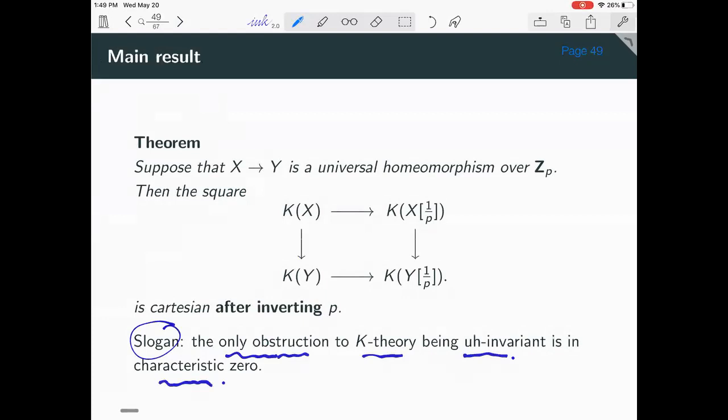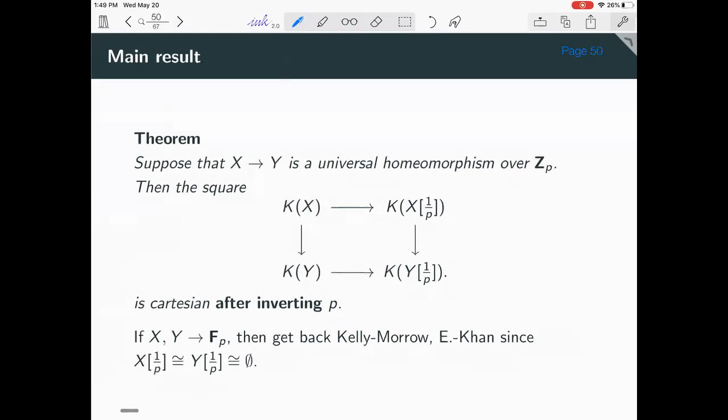Let me demonstrate this. Suppose that X and Y are over F_p, so pure characteristic p. Then the 1 over p part is empty, so you apply K to empty and empty, which is obviously an equivalence. But the theorem says the square is Cartesian, so therefore KX to KY is an equivalence after inverting p. So you get back the usual result. That's the basic idea: the obstruction to being universal homeomorphism invariant is purely a Q_p-adic or characteristic zero phenomenon.